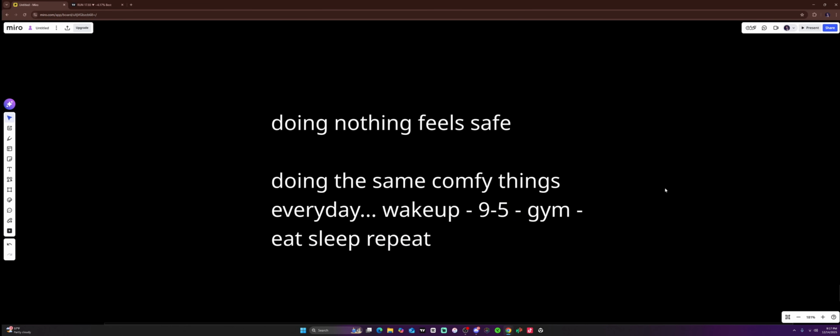Now, the next thing, this hit hard for me. Doing nothing feels safe, right? Doing the same comfy things every day. You wake up, you go to your job, you hit the gym half-assed, then you eat probably, you chill, you sleep, and you repeat. The same thing over and over and over again every single day. Now, is that a bad life? Absolutely not. There is absolutely nothing wrong with working a 9-to-5 and doing regular things.